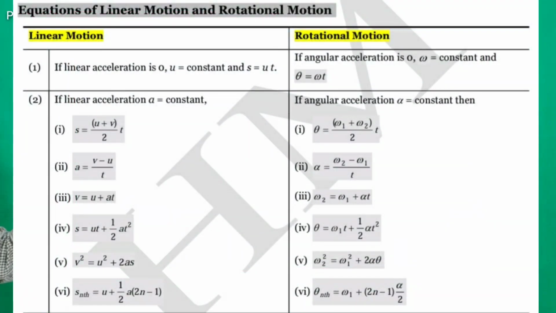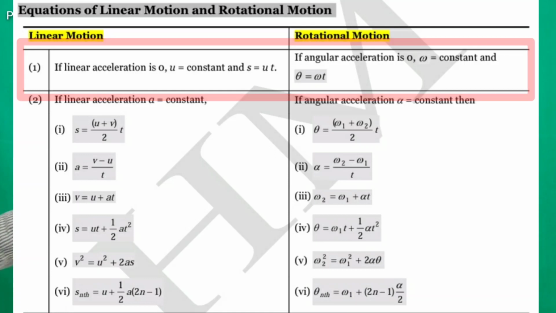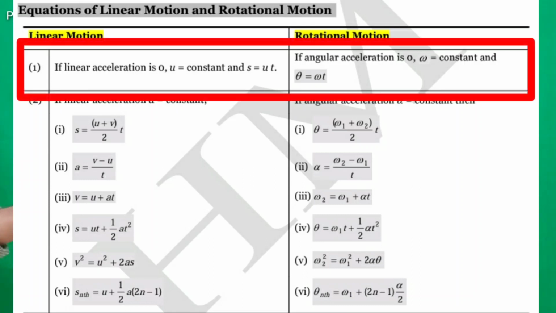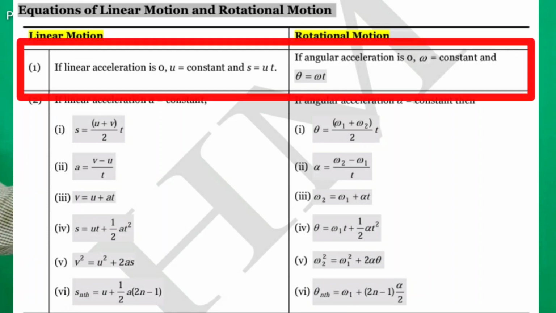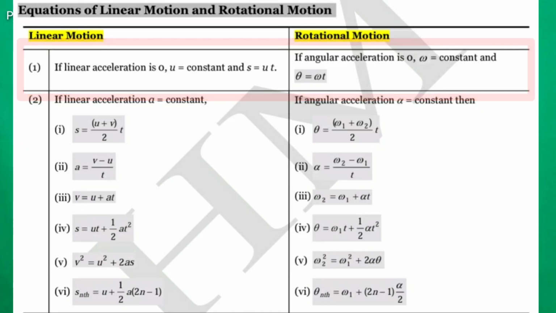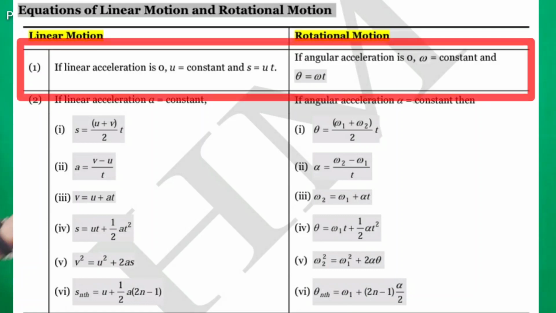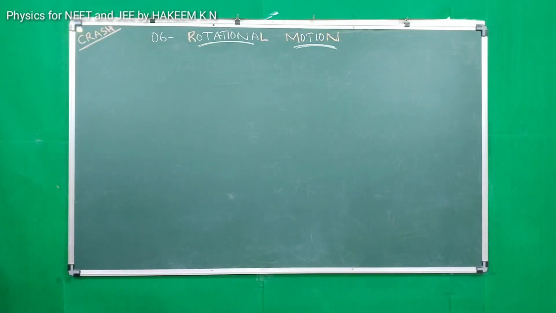Linear motion and rotational motion. First point, if linear acceleration is 0, velocity is constant. Then velocity equals displacement by time, and displacement equals velocity into time. Like that in angular motion or rotational motion, if angular acceleration alpha equal to 0, then omega is constant. Then omega equals angular displacement by time, theta by t, simply that is theta equal to omega into t.